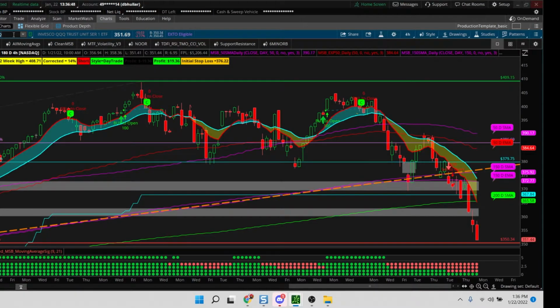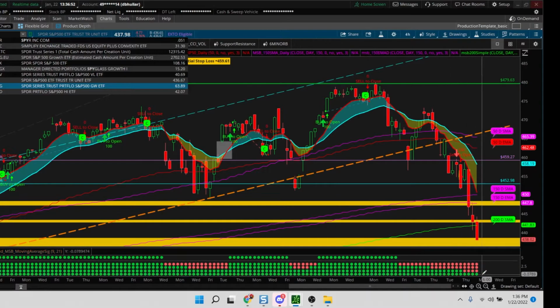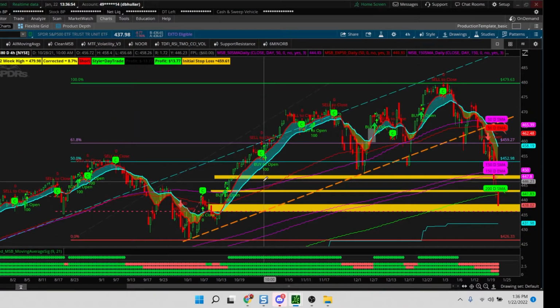Let's take a look at the SPY chart as well. One of the things we had on the SPY chart was a number of these gaps that I've marked in yellow.